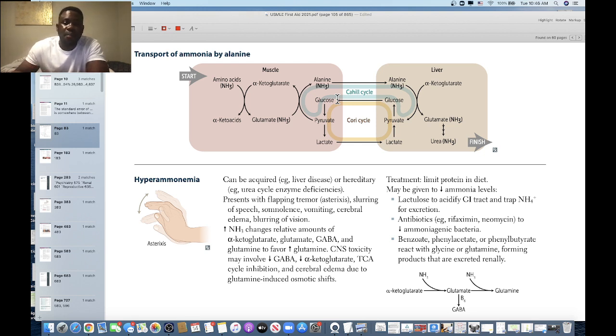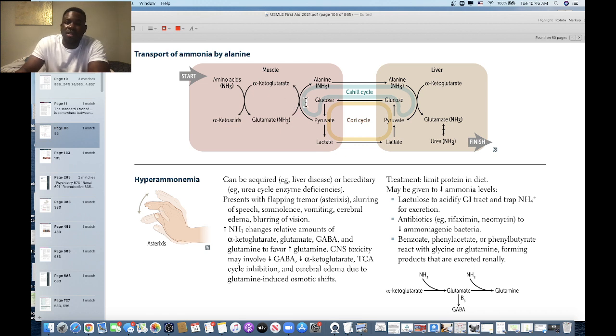Now, amino acids give NH3 to alpha ketoglutarate, right? And then the skeleton becomes the alpha keto acid skeleton, and now this forms glutamate. So amino acids give ammonia to alpha ketoglutarate to form glutamate. Now glutamate will transfer the NH3 to pyruvate in order to form alanine and alpha ketoglutarate again.